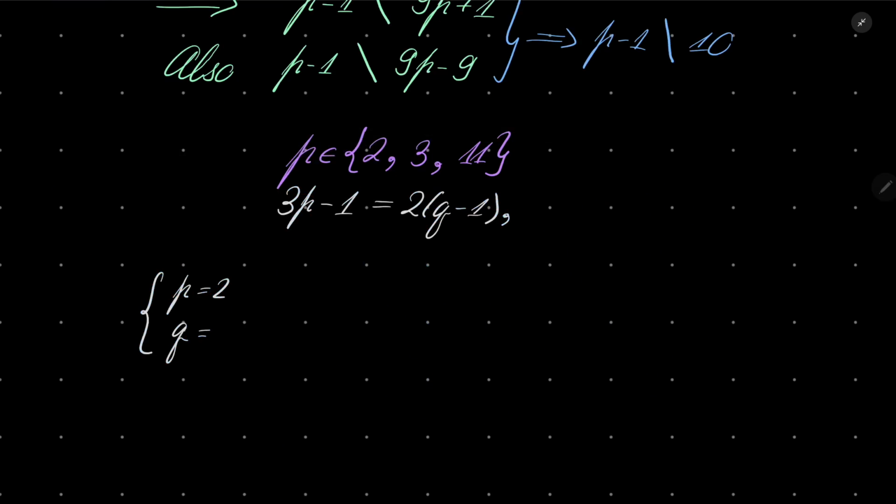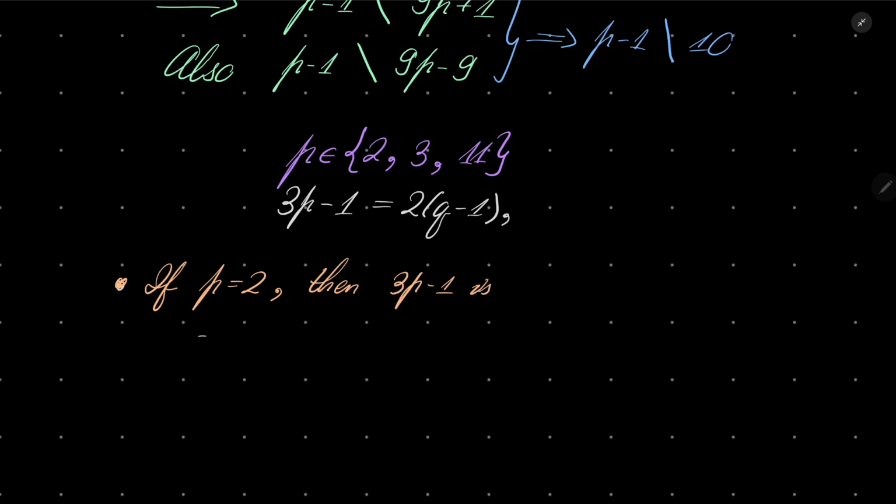Well, if p equals 2, on the left-hand side I have, well, I have a contradiction right away, because if p equals 2, then 3p minus 1 is odd, but the right-hand side is even. Contradiction.